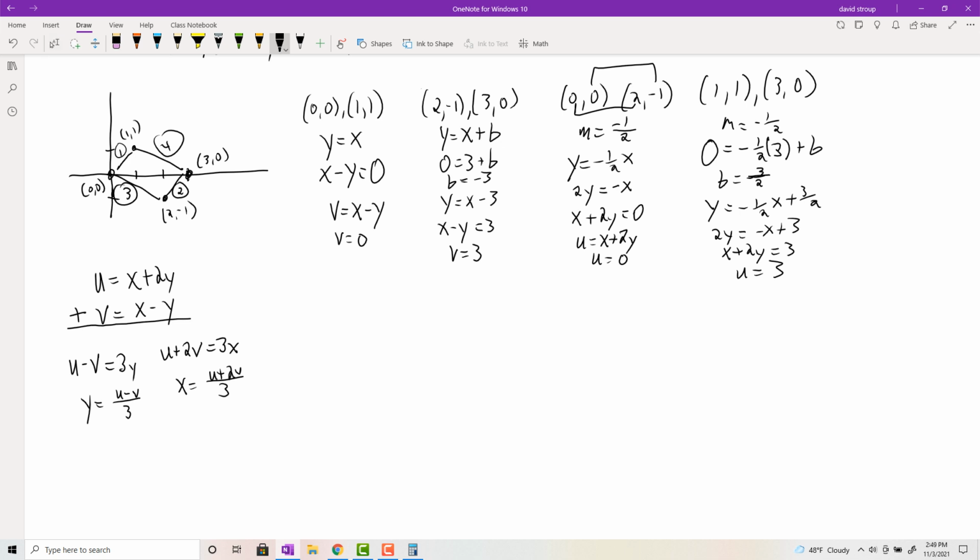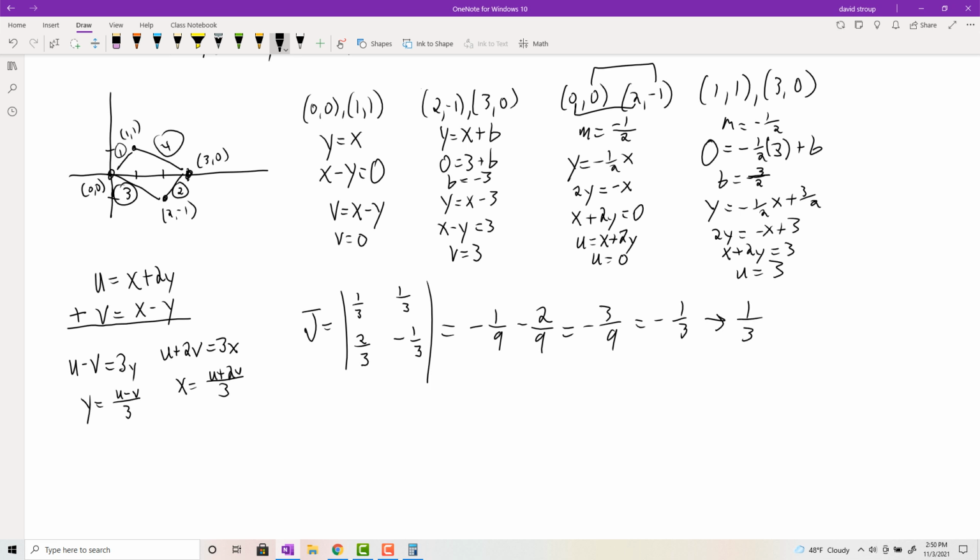All right. Okay, so for the Jacobian then, from the x part with respect to u is 1/3, with respect to v it's 2/3. For the y part with respect to u it's 1/3, with respect to v it's negative 1/3. So you get negative 1/9 minus 2/9, which is negative 3/9, which is negative 1/3, which tells me I need a factor of 1/3 for my Jacobian.